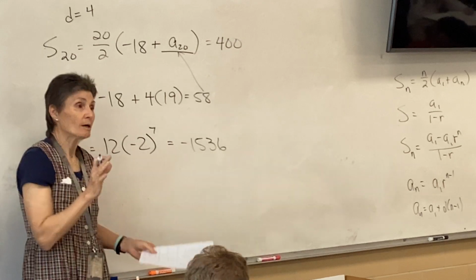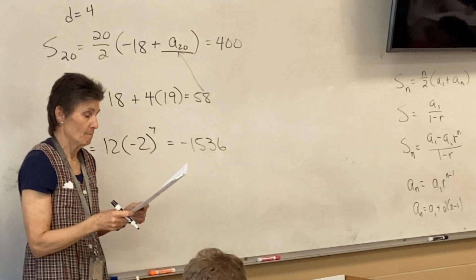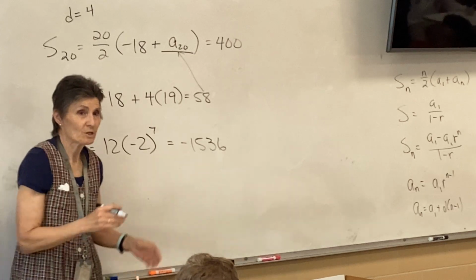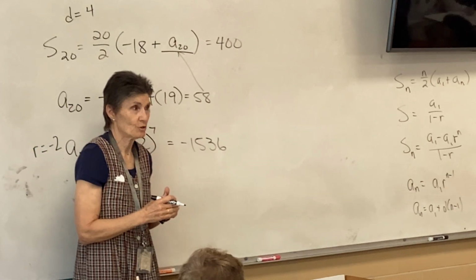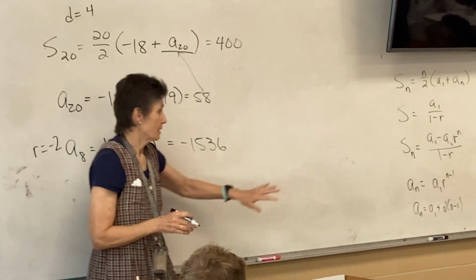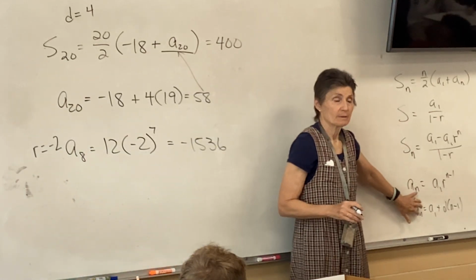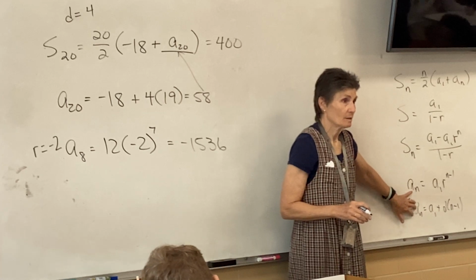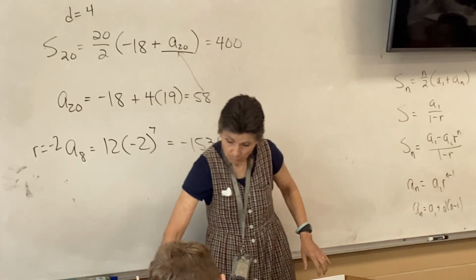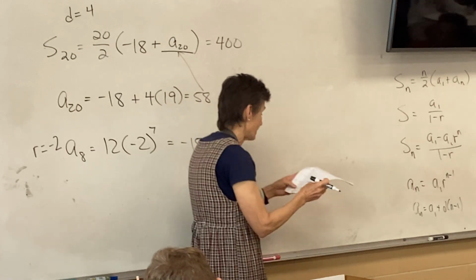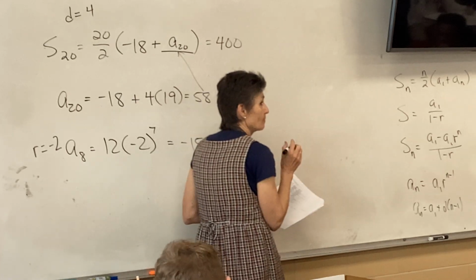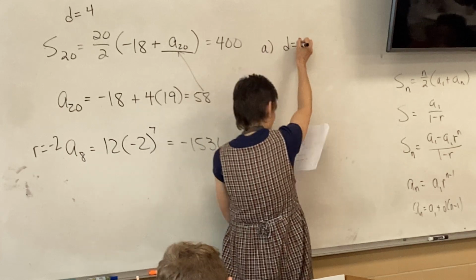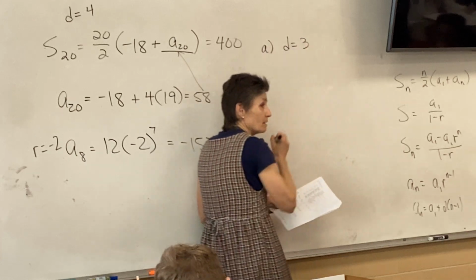Number 8. We talked about this yesterday. If I'm going to write an explicit rule, which formulas do I use to do that? An explicit rule. Just a second. These guys right here. You always use your A formulas for an explicit rule. Okay? So, what kind of sequence do I have in problem 8A? Arithmetic. So 8A is arithmetic with a common difference of 3.